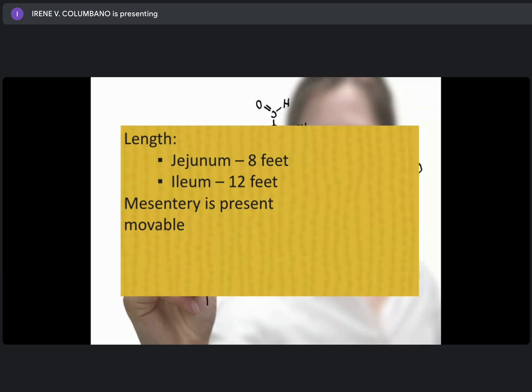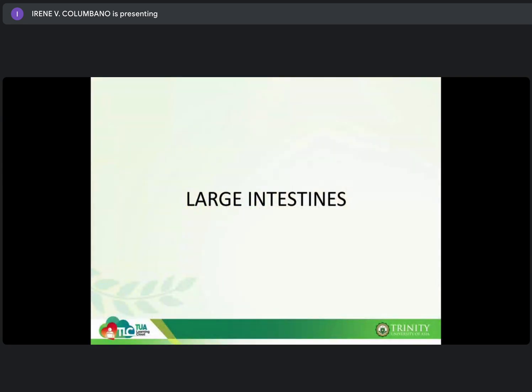No? So walang... mesentery is present and they are both movable. Unlike ng duodenum which is a retroperitoneal organ. So tapos na tayo sa intestine, let's move sa last part which is the large intestine.